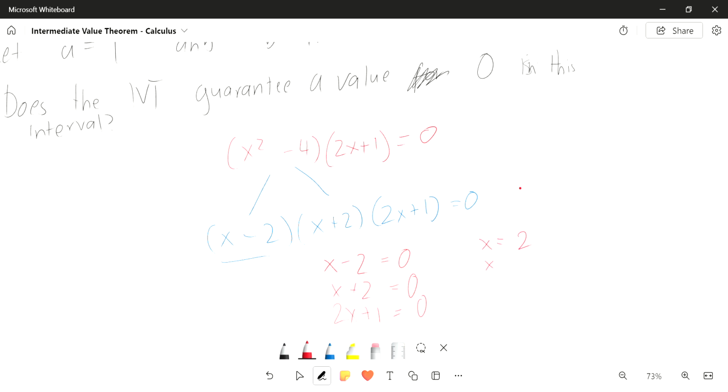So we have discontinuities at 2, -2, and -1/2. Now we have to check if any of these are in the range 1 to 4. -1/2 is not between 1 and 4. -2 is not between 1 and 4. But 2 is between 1 and 4. So we have a discontinuity in this range. So f of x is not continuous on 1 to 4. So the IVT does not apply.